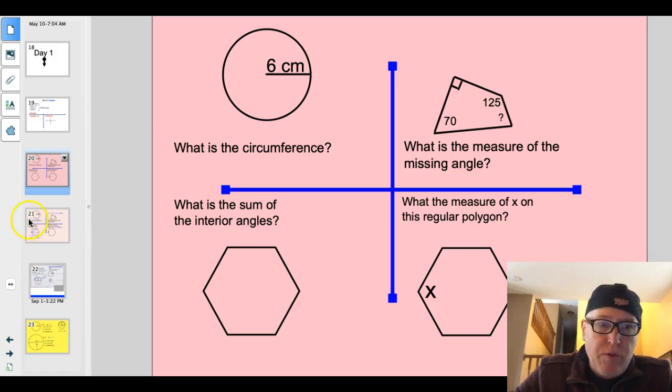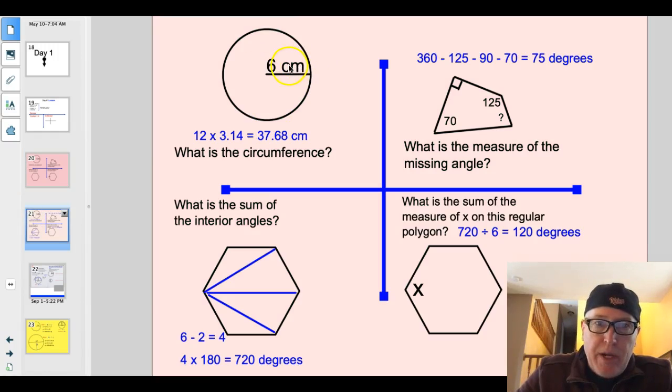Okay, let's go through the answers. If the radius is 6, that means the diameter is 12. If we use d pi, diameter times pi, that's 12 times 3.14, which is 37.68 centimeters. This one here, what is the measure of the missing angle? 360 in this quadrilateral, minus 125, minus the 90 degrees here, minus the 70 down here, leaves me 75 degrees.